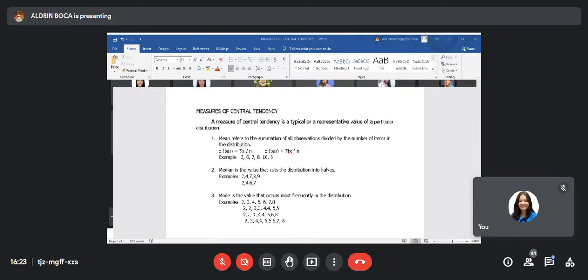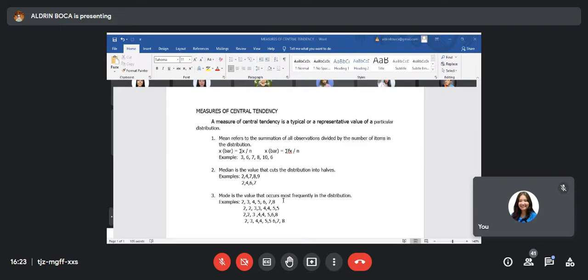Okay. So, I hope the definition of mode is clear. It is a value that occurs most frequently in the distribution. Okay, so for number 1, there is no mode because the frequencies are all equal. So, meaning to say that for equal frequencies, there will be no mode.